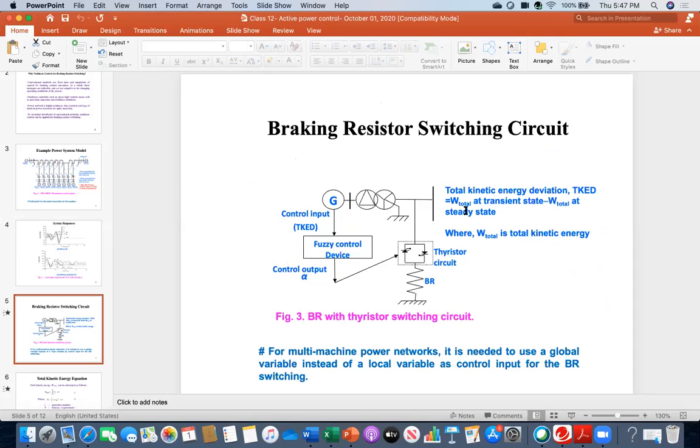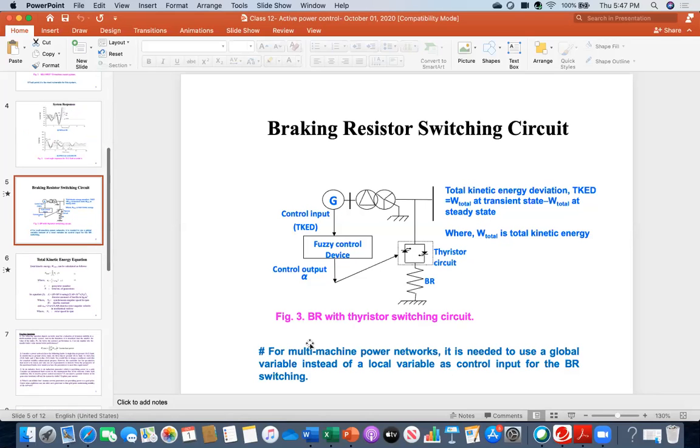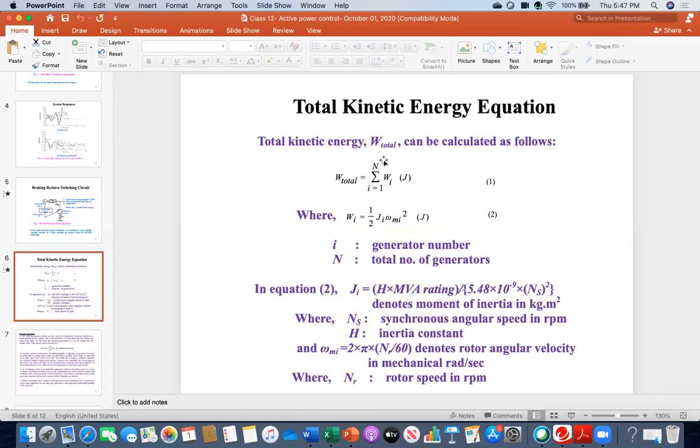W total means total kinetic energy at transient state, meaning during the fault situation, minus W total at steady state, meaning during normal condition, where W total is the total kinetic energy. So, coming back again, in the next slide you have seen how to calculate the total kinetic energy. You all know this equation, W total, meaning the sum of i equal to 1 to n. n is the generator number. For example, for a system with 10 generators, your n value is 10. And that is the Wi, kinetic energy. What is the Wi? Wi is half Ji omega n square.